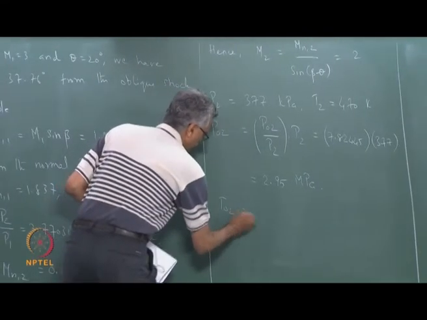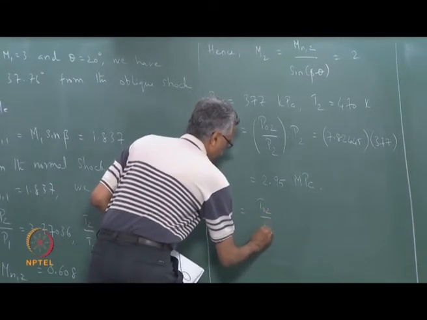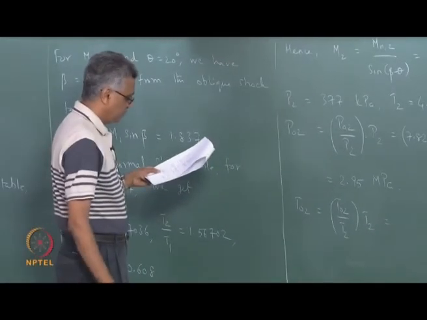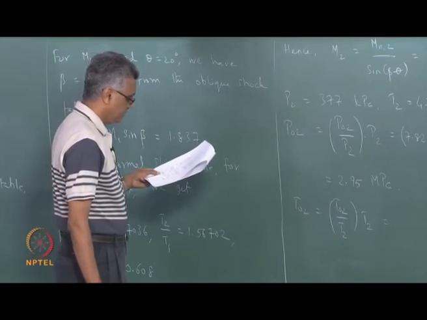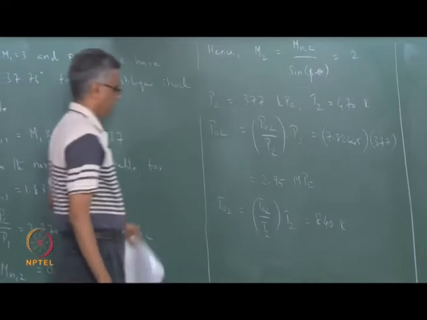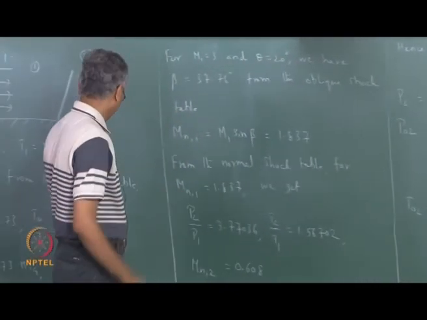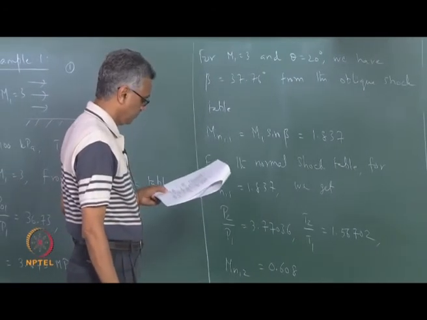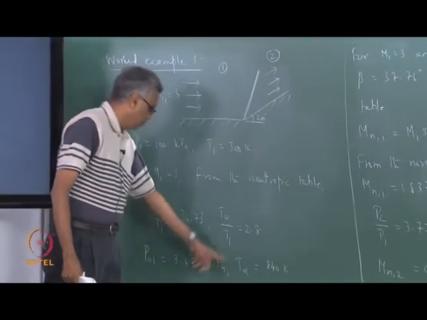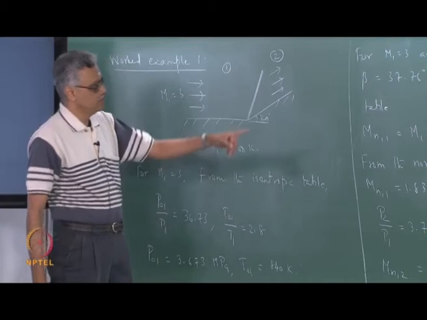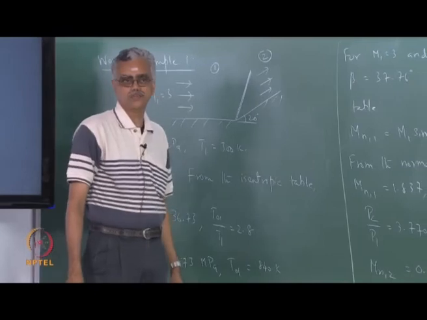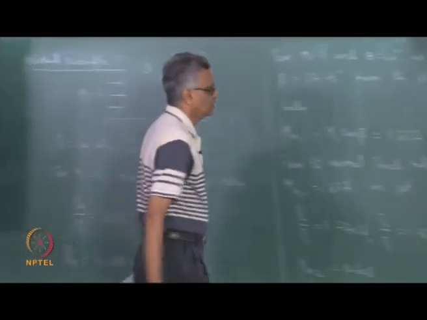T02 is equal to T02 over T2 times T2, and if you plug in the numbers, we get T02 to be 840 Kelvin. Notice that P01 was 3.673 MPa and P02 is 2.95 MPa. That is about a 20% loss of stagnation pressure. Right. So, this is a 20% loss.